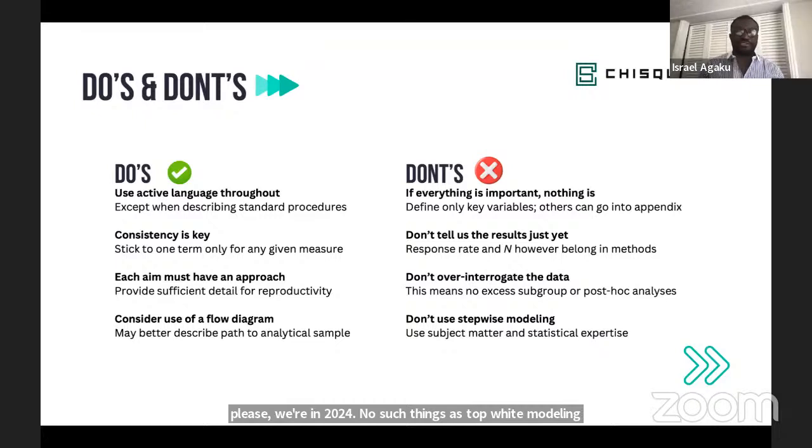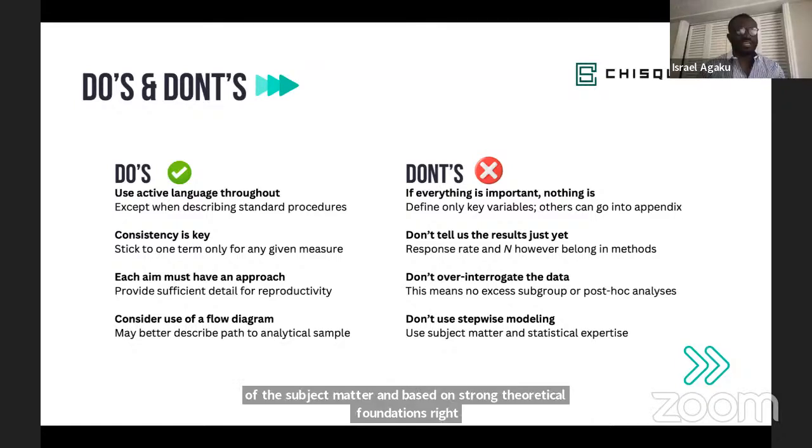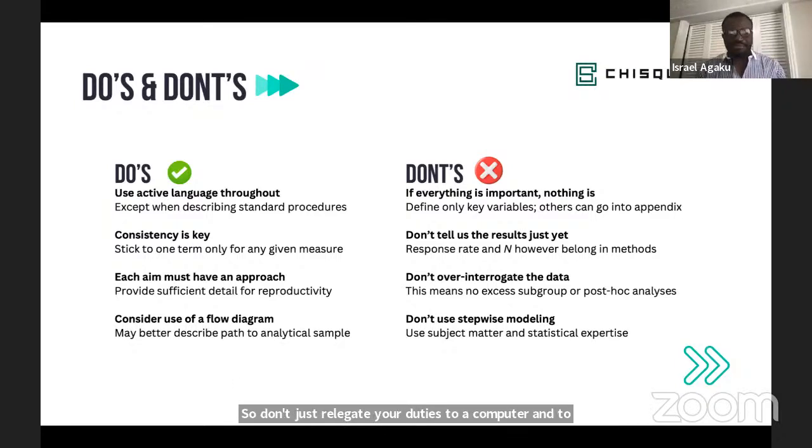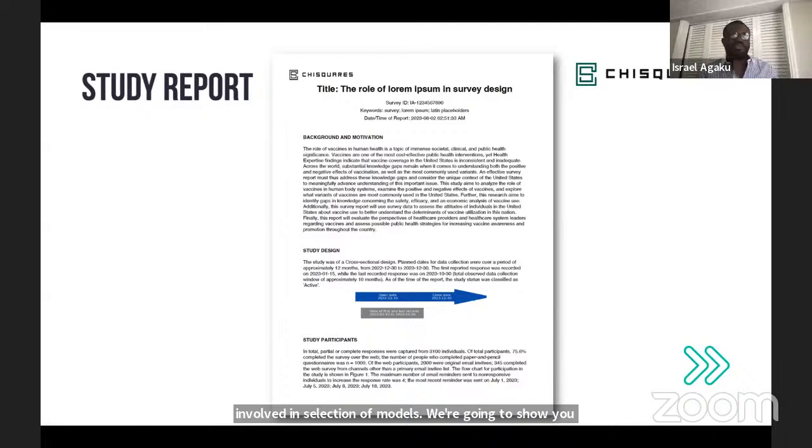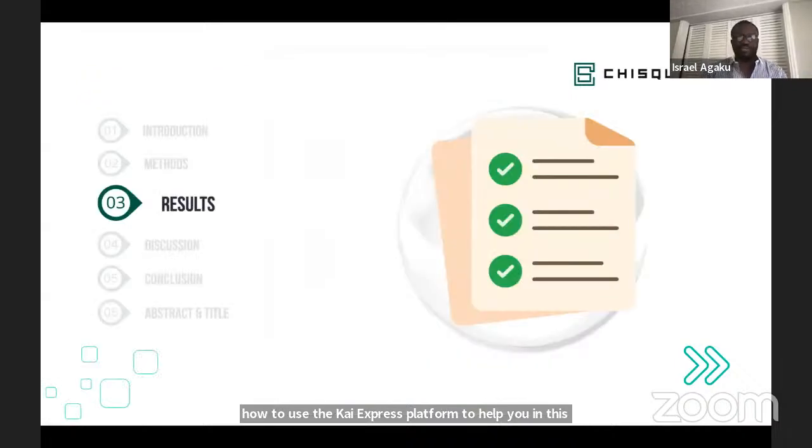Regression analysis should involve a sound knowledge of the subject matter and should be based on strong theoretical foundations, right? So don't just relegate your duties to a computer and just throw variables into the computer and then, tada, out comes a regression model. There has to be intellectual activity involved in the selection of models. We're going to show you how to use the Chisquares platform to help you in this regard when you, for example, conduct your surveys, but we'll come to that in a minute.